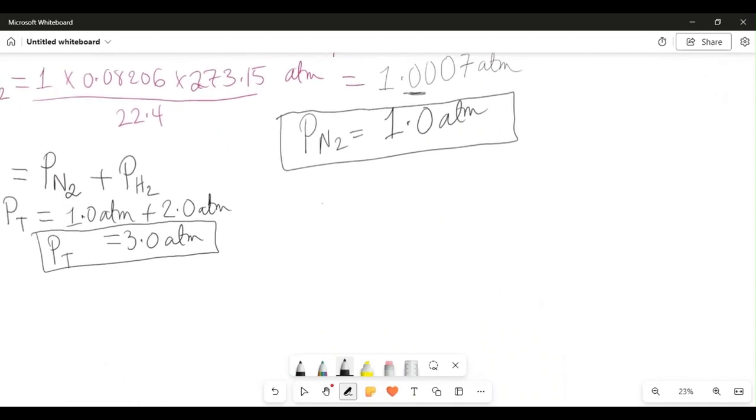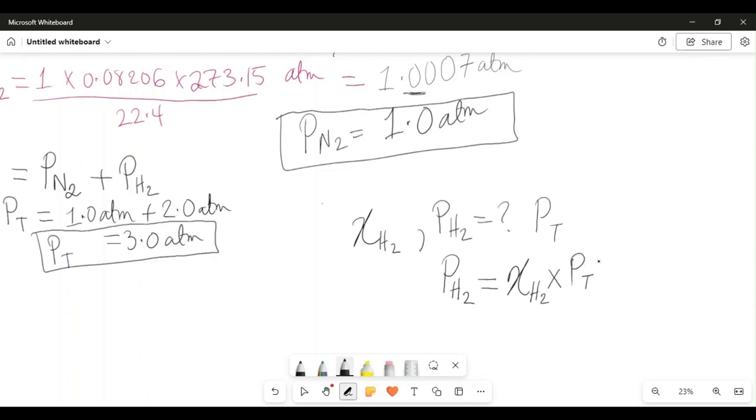Now, the concept-based one I wanted to teach you is for you to understand that anytime you're solving for total pressure and you have the mole fraction, say the mole fraction of H2 and also the partial pressure for H2, you can find the total pressure. The partial pressure of H2, this is a formula by the way, is equal to the mole fraction of H2 times the total pressure. If we're trying to find the total pressure, it is the partial pressure of H2 divided by the mole fraction of H2.